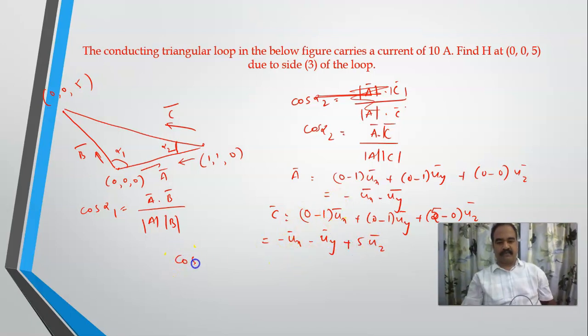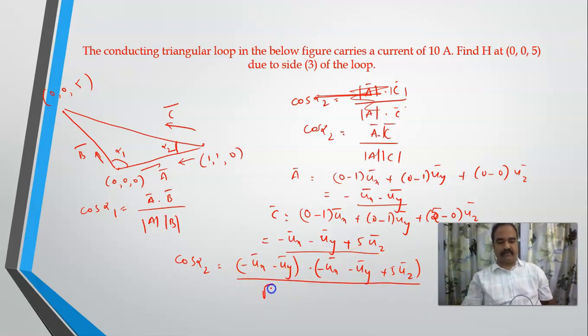So what is cos alpha 2? If you carefully see, this is the a vector, this is the c vector. So (minus ux minus uy) dot product (minus ux minus uy plus 5 uz) by the magnitudes. What is the magnitude of this one? This is root 2. This is root of 1 plus 1 plus 25, this is root 27. Right?